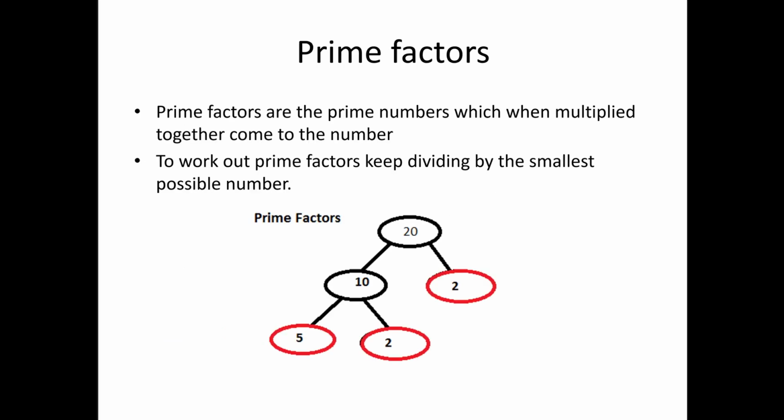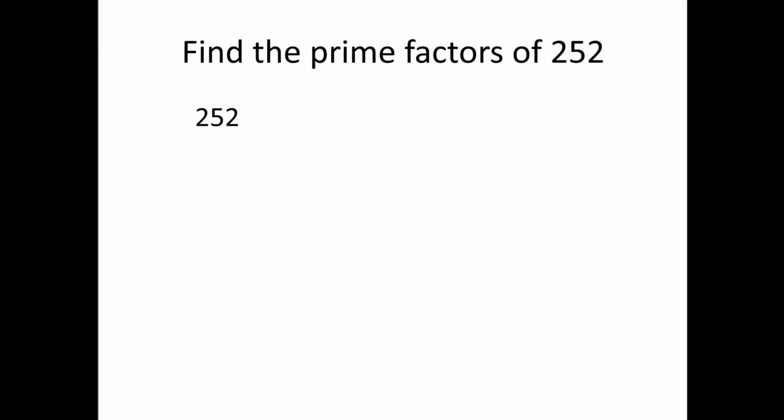Prime factors. Prime factors are prime numbers which, when multiplied together, come to that original number. To work out prime factors, we keep dividing by the smallest possible prime number. So find the prime factors of 252. Well, the smallest prime number is 2. That goes into 252, so I divide by it.